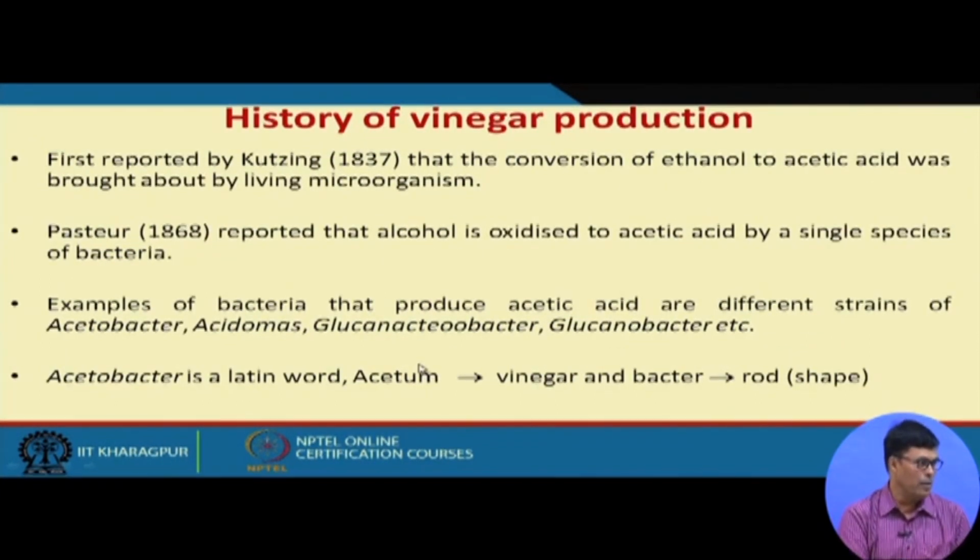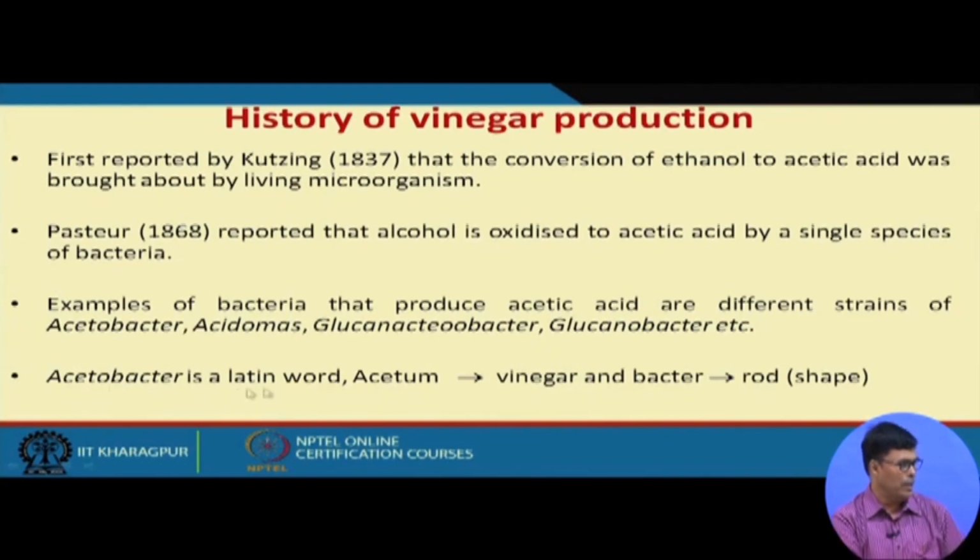Now, if you look at the history behind vinegar, it was first reported by Kützing, in the year 1837, that ethanol is converted to acetic acid, and then Pasteur in 1868 reported that alcohol is oxidized to acetic acid by a single species of bacteria. Different bacterial strains are available for this process: one is Acetobacter, then Acidomonas, then Gluconobacter.